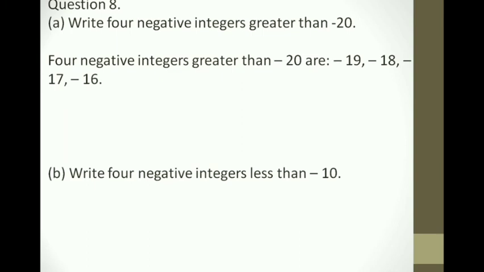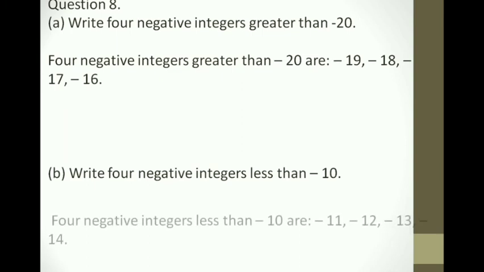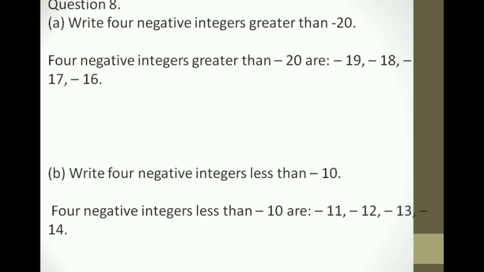Write 4 negative integers less than negative 10. Yes, it is negative 11, negative 12, negative 13 and negative 14. You can see here is the negative sign. Because of this design, it is unable to be seen, but it is a negative sign. So it is negative 17 and negative 14.